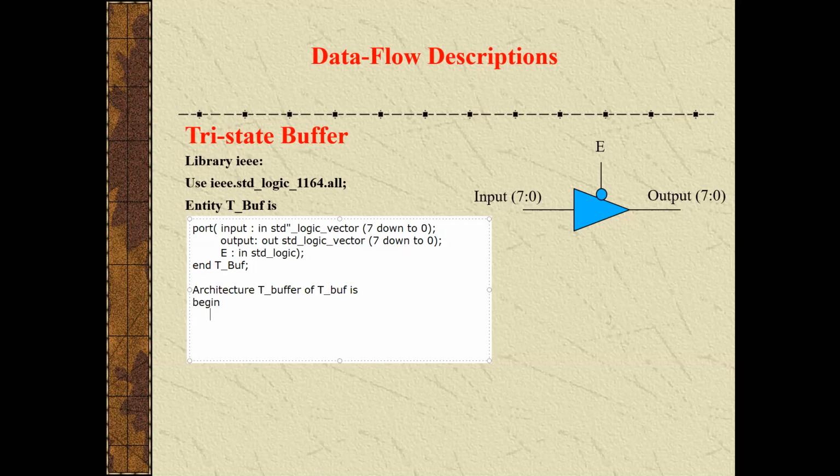Then we have to assign the output. Here our output is named output. We are going to assign our output. What is our output? Our output should be input when E is equal to 0. This is the active low enable pin. The enable pin will be active when a low signal is there. If E is not equal, then what will we do? We have to write else before giving the condition.